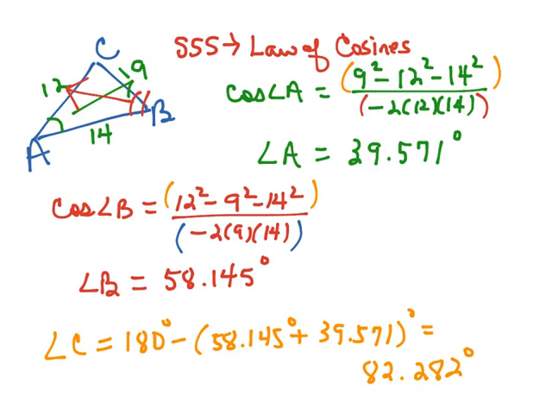82.282 degrees. To make sure that you have this process down, you might also find angle C using the law of cosines formula. Now I have rewritten this formula a little differently than it is in the book. I think that the way that I write it is an easy way to remember, and that you can be successful in using the law of cosines for angles using this format for the problem.